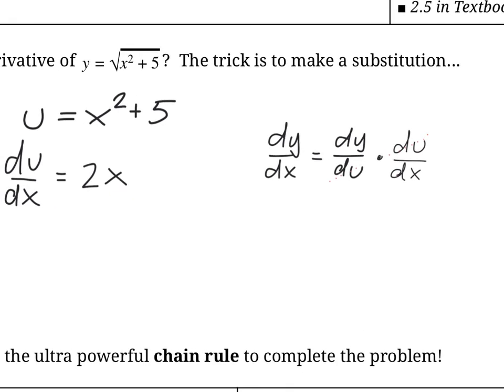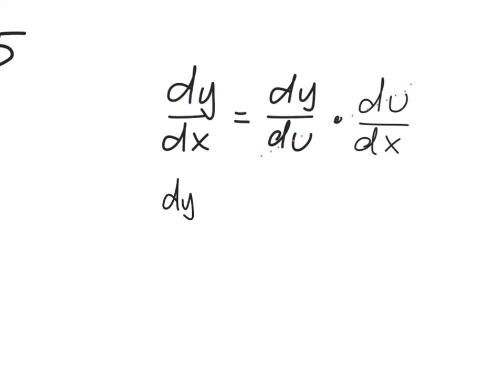So essentially, coming back over here, let's plug in what we know now. dy by dx is equal to 1/2 u to the negative 1/2, which is the derivative of y with respect to u, times du by dx, which was just 2x. So there's our derivative. What's wrong about this derivative? Well, if we'd like to get everything in terms of x, can't we just plug our u back in as x? And we can do that.